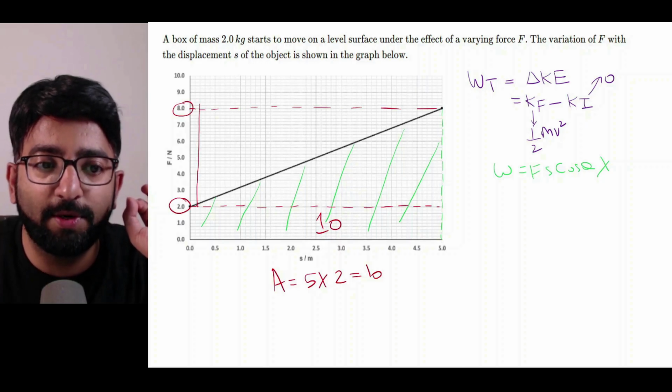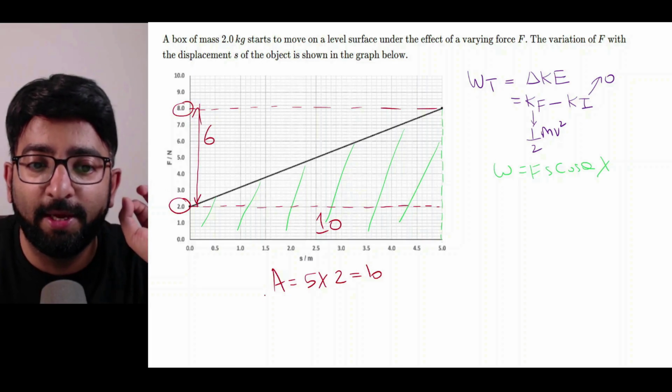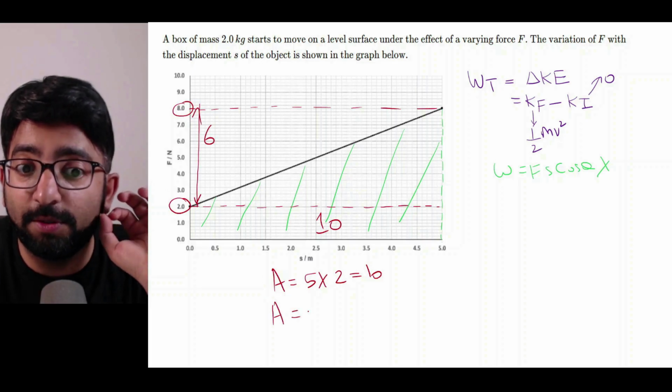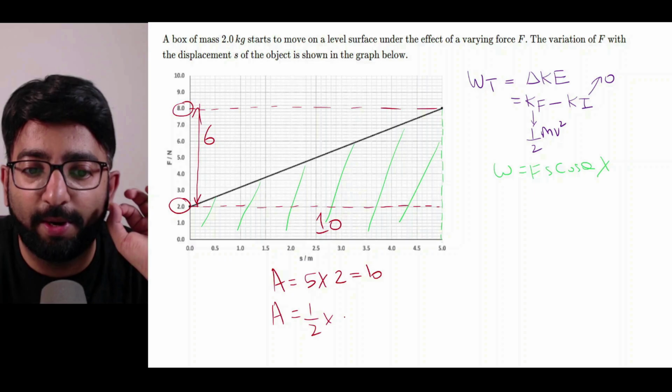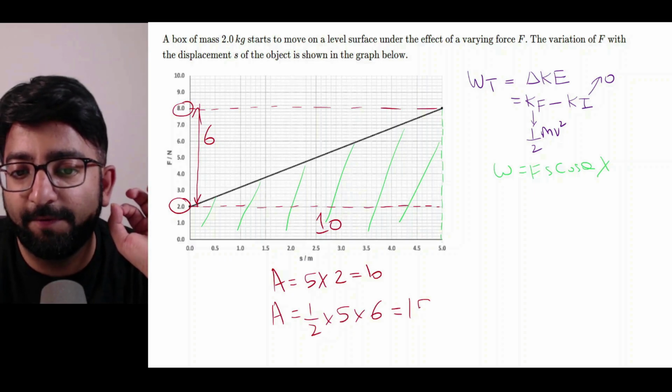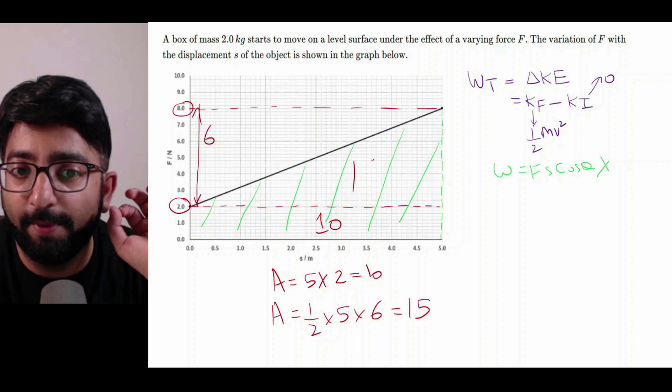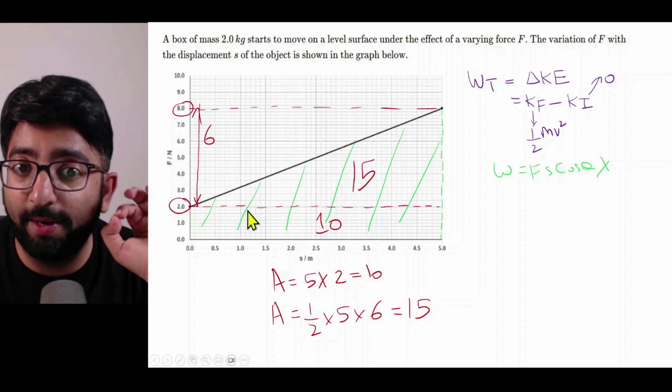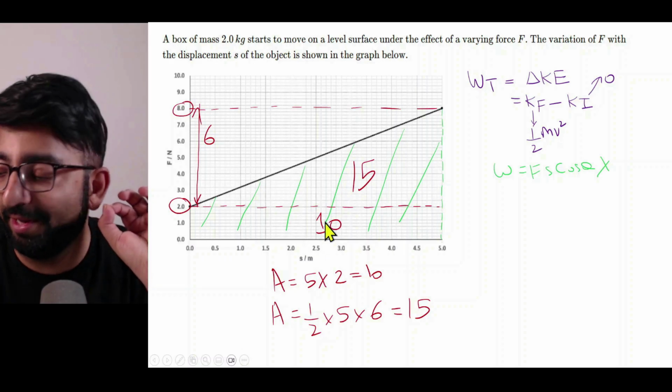So the height of the triangle will be 8 minus 2, which is 6. Hence, we can say the area of the triangle will be half base into height. Base is 5 and height is 6. So we write this as 15. Area of the triangle will become 15. Hence, the total area of the entire region will be 15 plus 10, which is 25.